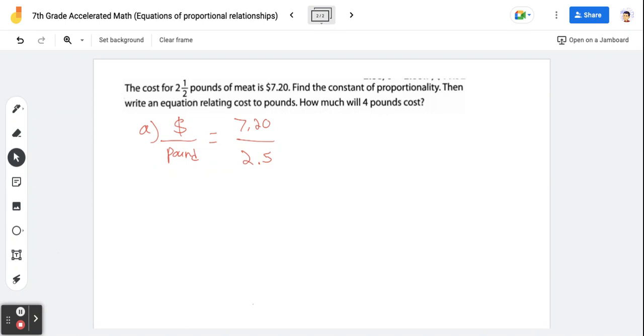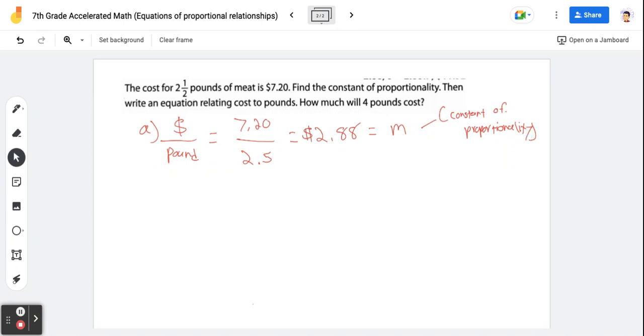And my constant of proportionality is going to be $2.88. All right, that's equal to my constant of proportionality. Or I'll even say it's equal to my m value for now, which we are calling the constant of proportionality. All right, so there we go. We found our constant of proportionality.